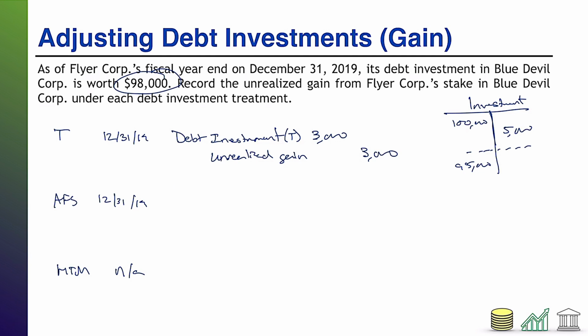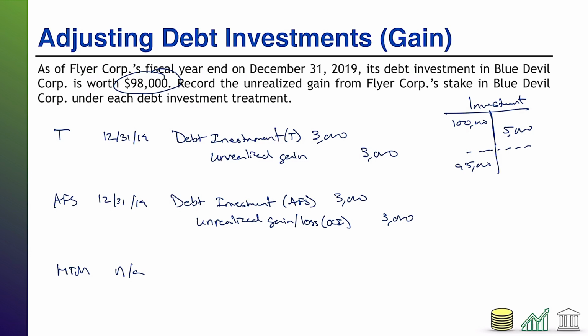Now let's look at our AFS journal entry. Again, it's kind of the hybrid, right? So we're still going to update the value of the investment. So debt investment, AFS, for $3,000 because it's going up in value. But we are not hitting the income statement. Instead, we're going to use that equity account, unrealized gain/loss, OCI. All right, that's our adjustment account.